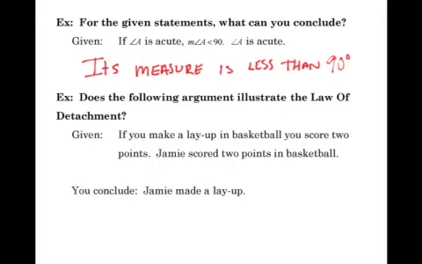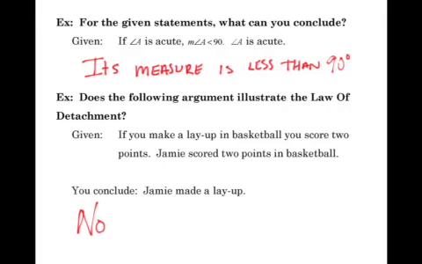Now we have to be a little bit careful. We want to make sure that we are given the hypothesis. All right. So if we're given, you make a layup in basketball, you score 2 points, and then Jamie scored 2 points, we conclude that Jamie made a layup. Now, if we think about it, we weren't given the hypothesis. We were given the conclusion, right? We were given the 2 points. Now, can we conclude the hypothesis? In this case, we can't.